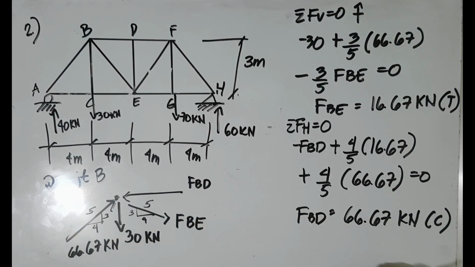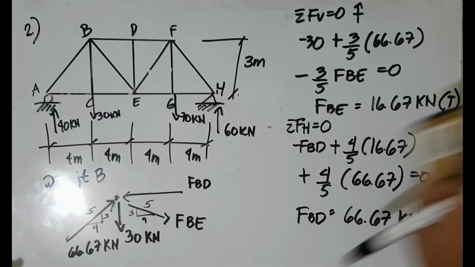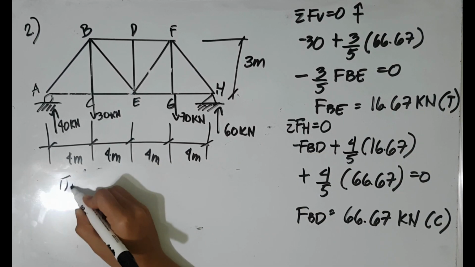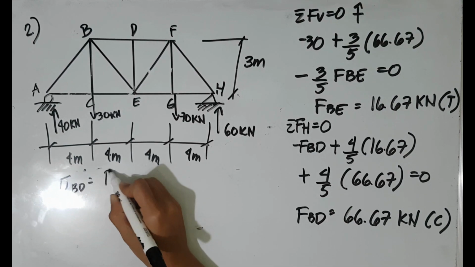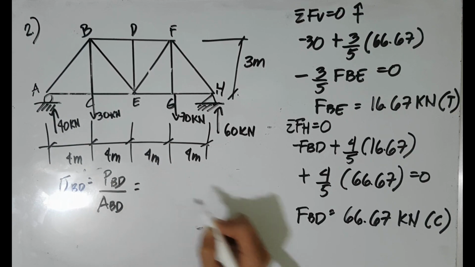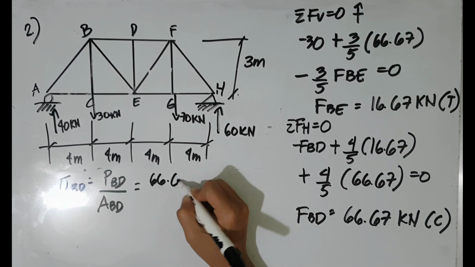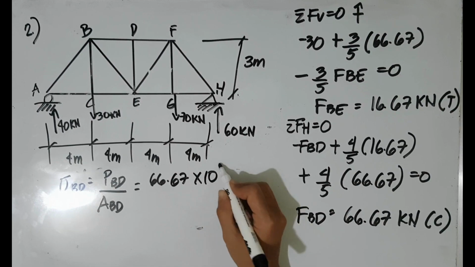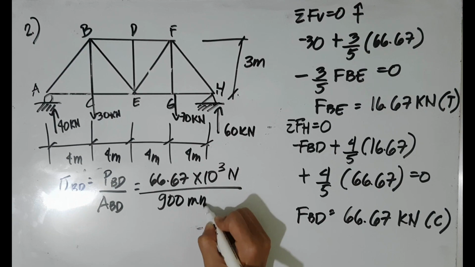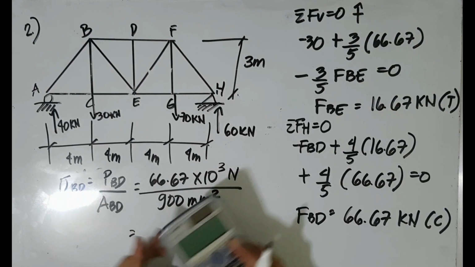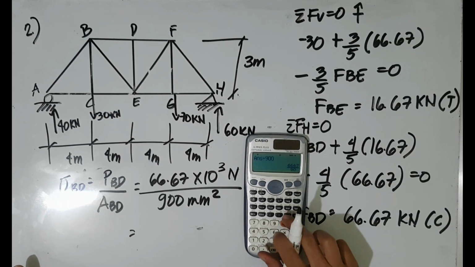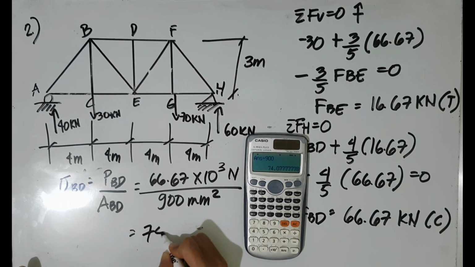So we are now ready to solve for the stress for member BD by taking the force BD divided by the area of the member BD. So the cross-sectional area of member BD is equal to 900 square millimeter. Therefore, the stress in member BD is equal to 74.08 megapascal.